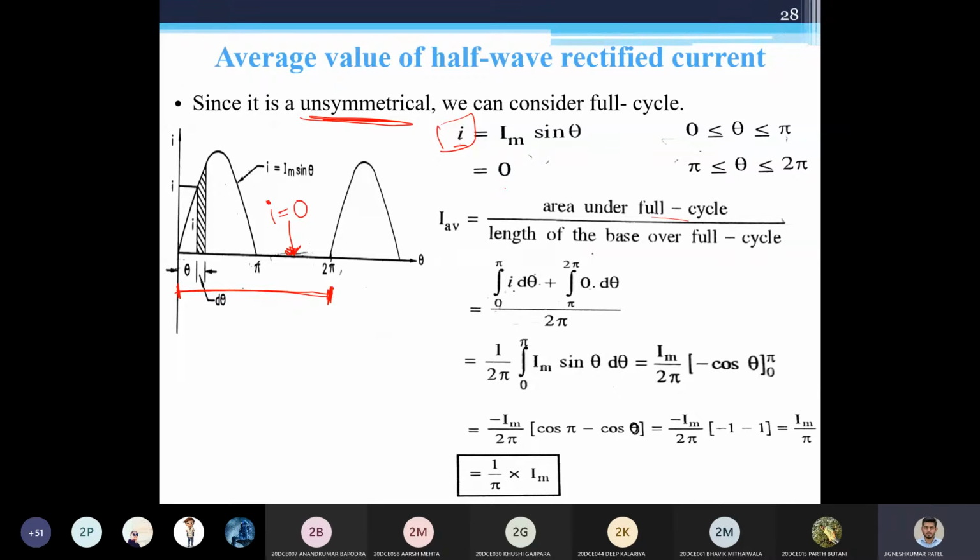So the area under the curve would be the integral of I d theta over 0 to pi, plus the integral over pi to 2 pi of 0 into d theta, but this term becomes 0, divided by the length of the base. Now what is the length of the base? It starts from 0 to pi and pi to 2 pi, so the length of the base is actually the whole cycle, 2 pi. So in the case of an unsymmetrical wave, you have to consider the whole cycle.